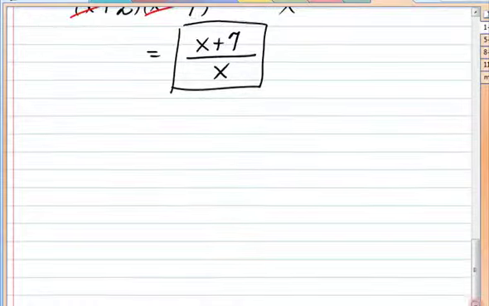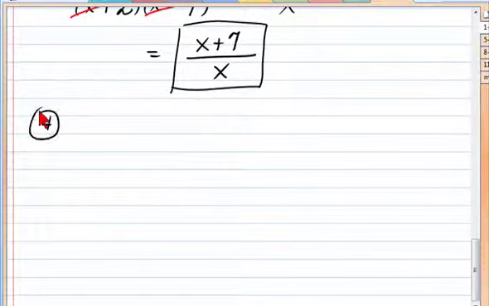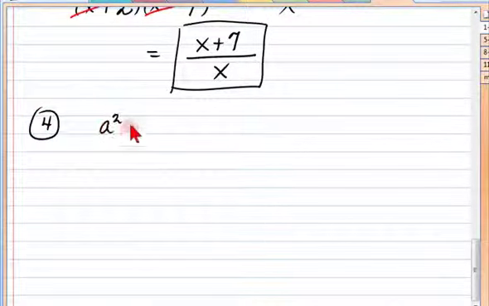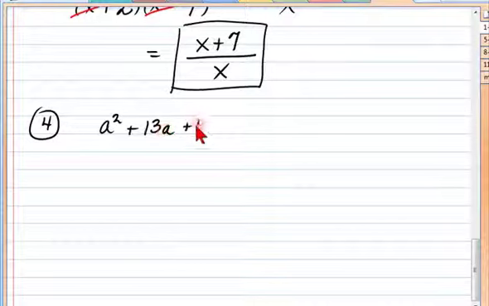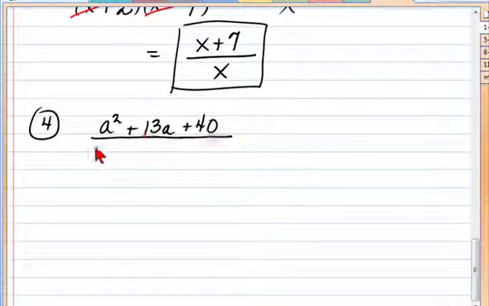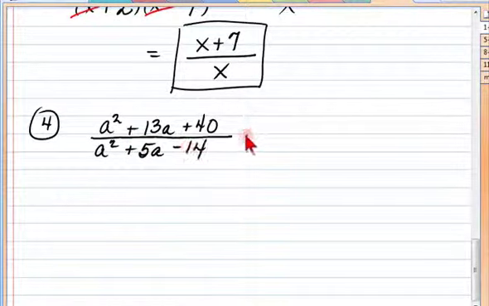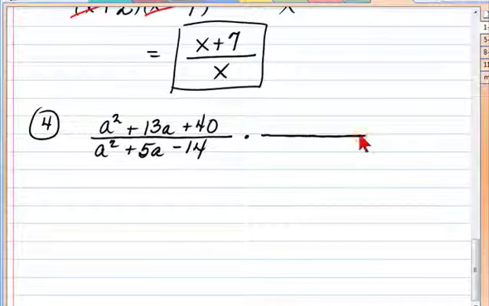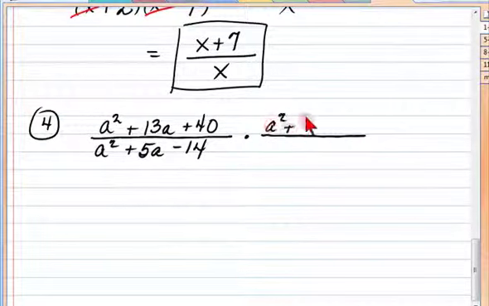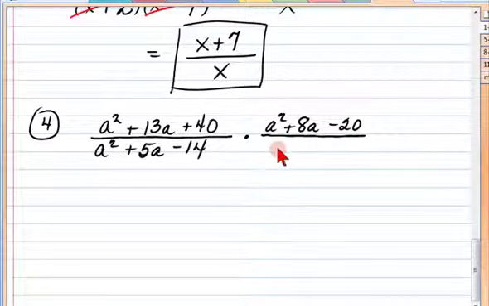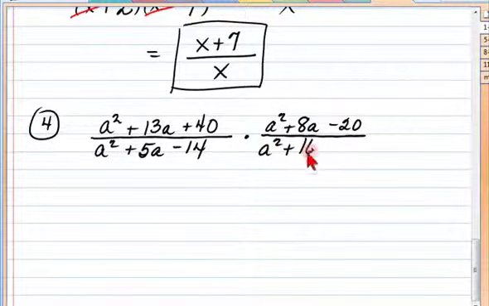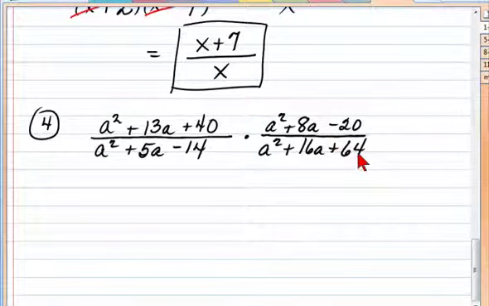Number 4. All right, we've got a lot of trial and error in this problem. We have a squared plus 13a plus 40 over a squared plus 5a minus 14, times a squared plus 8a minus 20 over a squared plus 16a plus 64. I'm going to be quiet, pause the recording, and give y'all a couple of minutes to be working on this factoring.